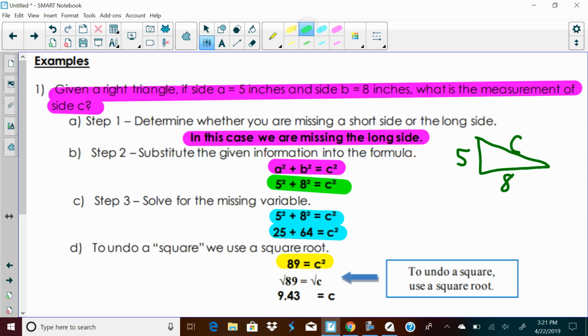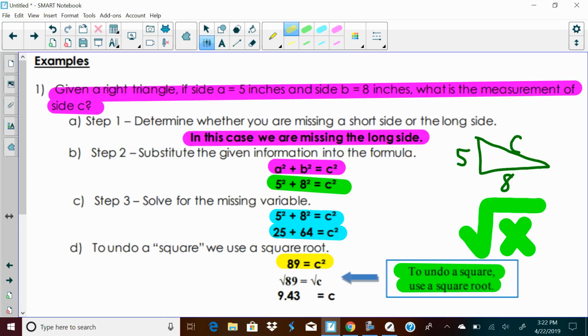To undo a square, which is this little box over here, we use a square root, which is the opposite of a square. And it's this symbol right here. So that's what a square root will look like. So we take the square root of 89 and we get approximately 9.43, which is our answer.